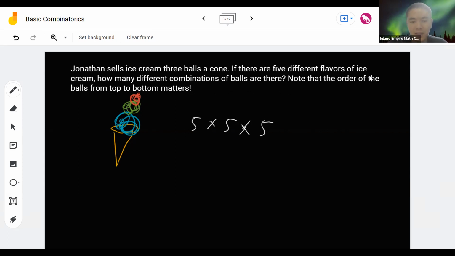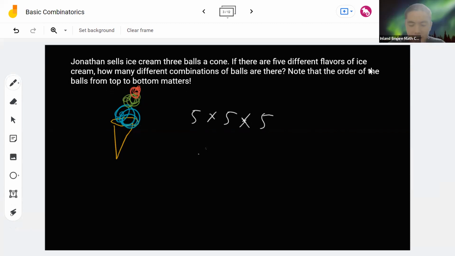So if you want to, you can think of the top ball as a t-shirt, the middle ball as your pants, and the bottom one as your shoes. So you have 5 shirts, 5 pants, and 5 shoes, which using the logic from the previous problems would simply be 5 times 5 times 5. Does that make sense to everyone? Yes. Everyone got it? All right, great. 5 to the power of 3.